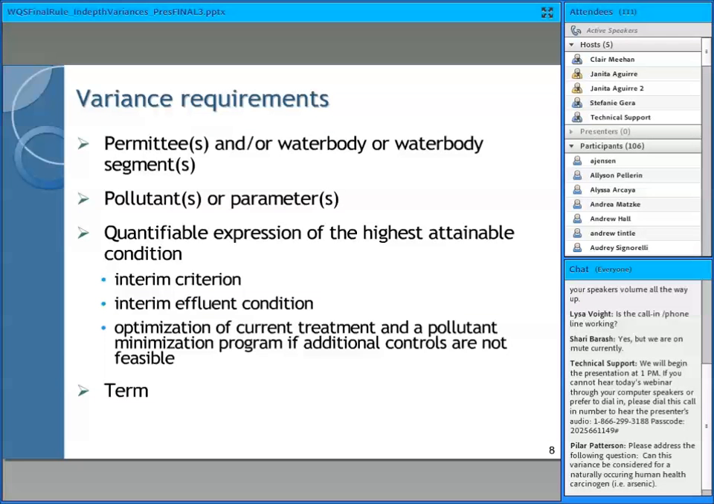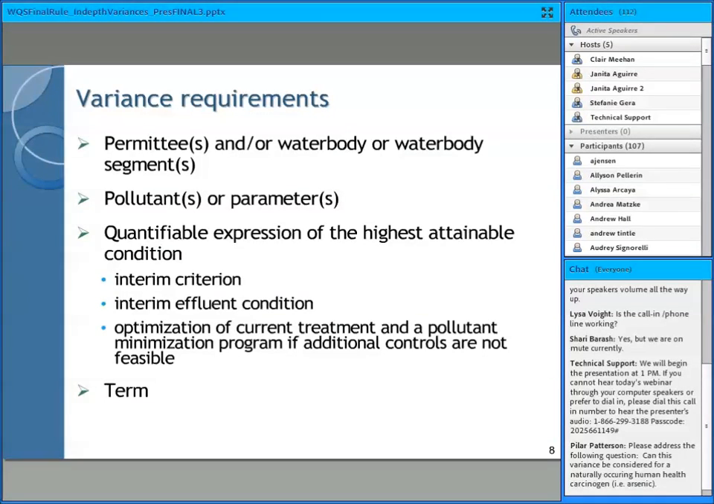The regulation requires the interim requirements to reflect the highest attainable condition of the water body or effluent. As I briefly mentioned before, the phrase highest attainable condition means the condition of the water body or effluent that is achievable and is closest to the underlying designated use and criteria. The regulation requires the highest attainable condition to be expressed in a quantifiable manner. Let me pause to explain what EPA means by quantifiable. In the context of a variance, quantifiable means in a manner that is measurable and accessible.